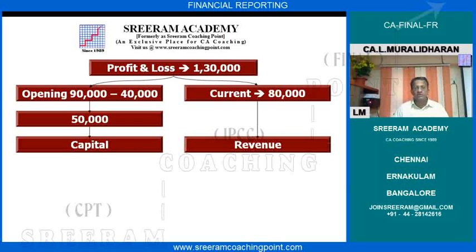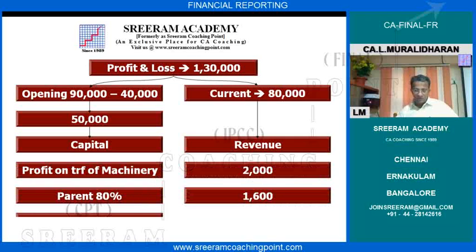And then there was a transaction at the end of the period to the extent of rupees 2,000. That is profit on transfer of machinery, and the profit was generated by the subsidiary company. The transfer was made by the subsidiary company. It is an upstream sale, and the profit generated by the subsidiary company will get distributed between parent and minority interest in the ratio of 80/20, and that is what you find appearing there.